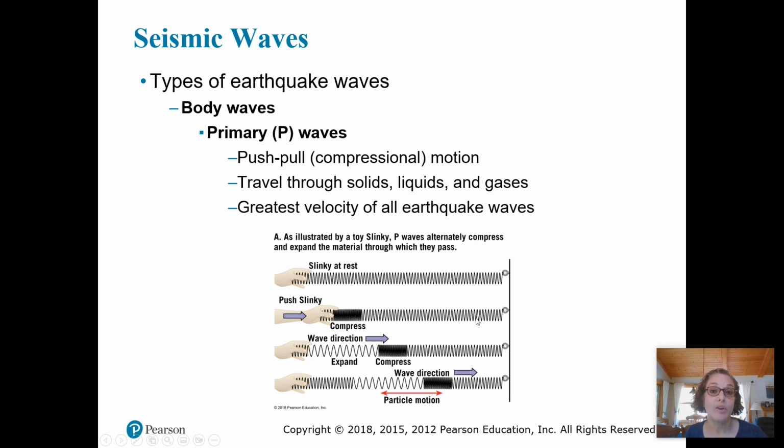These are the fastest traveling of the seismic waves, and it's important to note that they can travel through solids, liquids, and gases. They're the fastest.